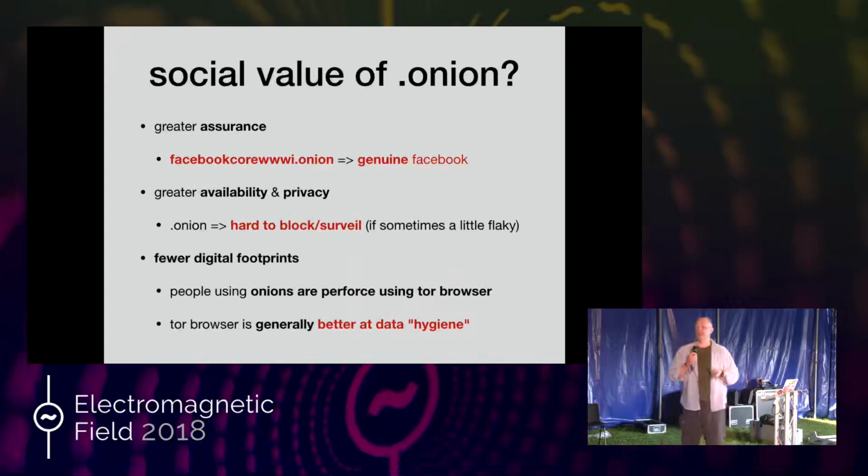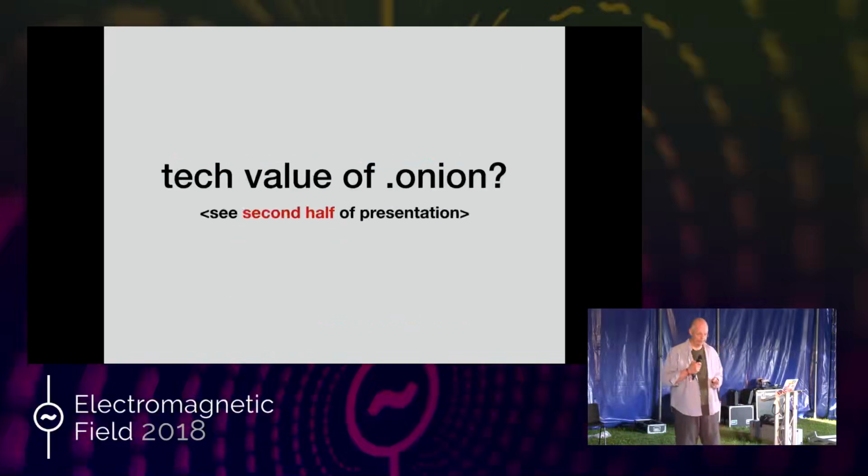What is the social value of onions if you're going to deploy it? Well, the reason that Facebook deployed it was that it gave greater assurance, if you're connecting over Tor, that you weren't being man-in-the-middled by one of the Tor exit nodes, one of the exit relays. Instead, you were connecting directly into Facebook. It gave you greater privacy, greater availability over Tor because exit nodes tend to be a bit congested and a bit flaky. And you have fewer digital footprints as well. You are making a pure end-to-end connection over Tor.